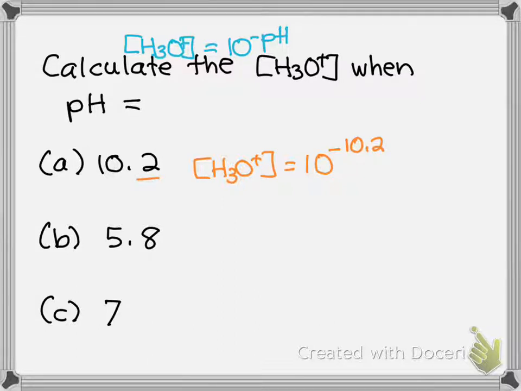Now I can't have decimals in my exponents, so plugging this into my calculator, I get that this would be 6 times 10 to the negative 11. So the acid is 6 times 10 to the negative 11. I chose to only use one coefficient because there was only one digit past the decimal, which tells me how many digits in the coefficient.